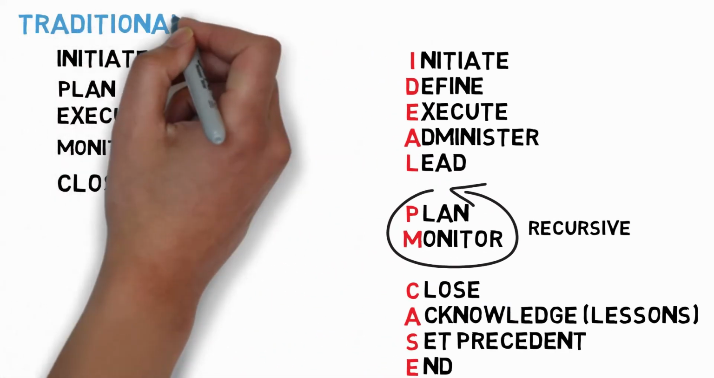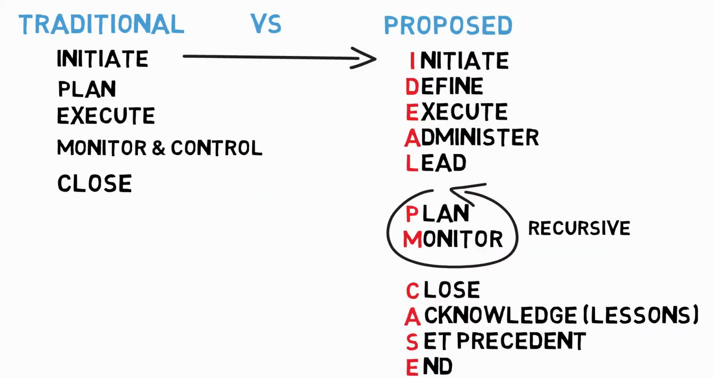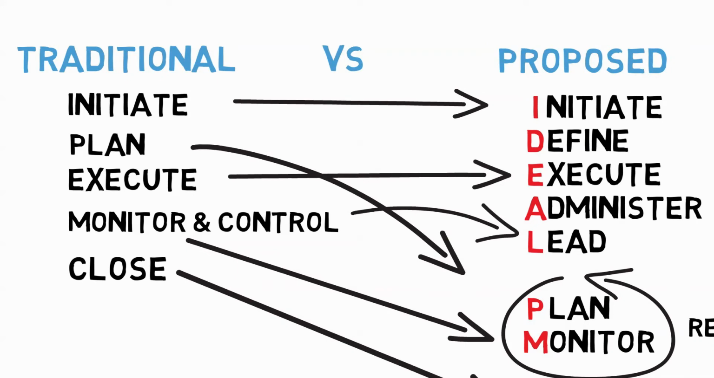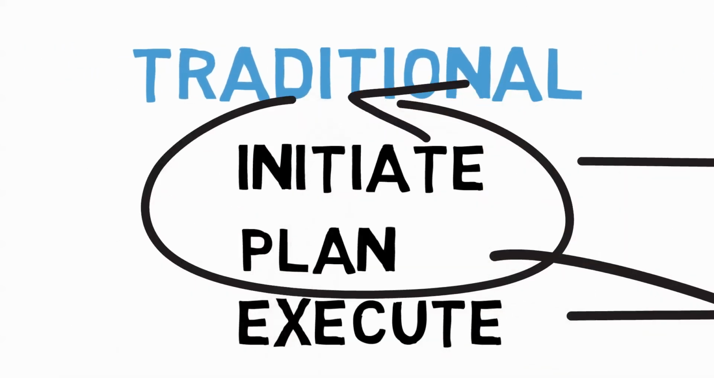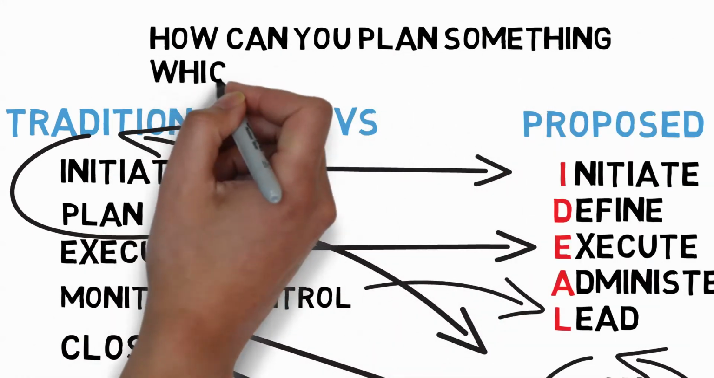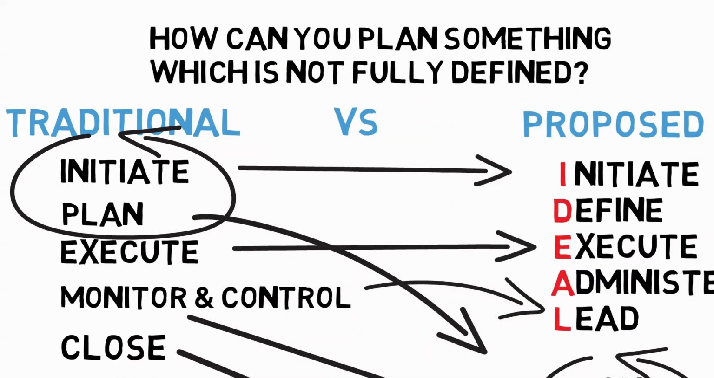The traditional approach versus the proposed structure: initiate, execute, monitor, close, and plan remain the same. Added lead as a separate item, because when you take the lead, in essence, you're taking control. Initiate, in the traditional approach, goes from initiate to planning. But how can you plan something which is not fully defined? So I added the definition process right in the beginning.